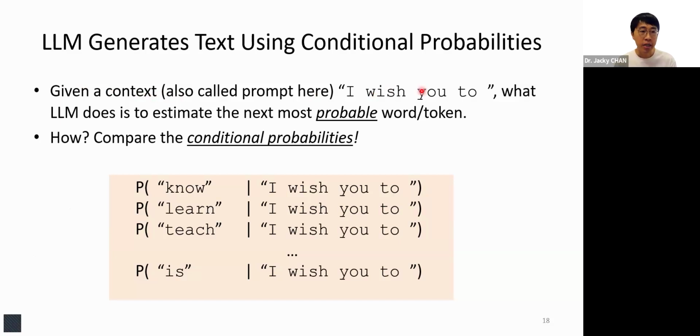How does it do it? By comparing the conditional probabilities. Again, if you input "I wish to", the LLM will try to find the conditional probability of all the combinations. The probability of having "no", if we input "I wish to", the probability of having "learn", and so on. It gets all the probabilities, does the ranking, and then responds with the highest. That is how it finds the next word.